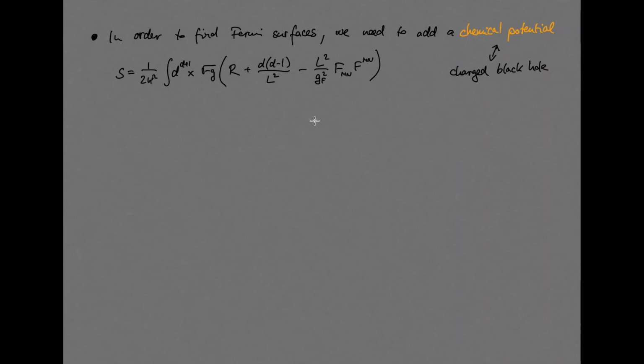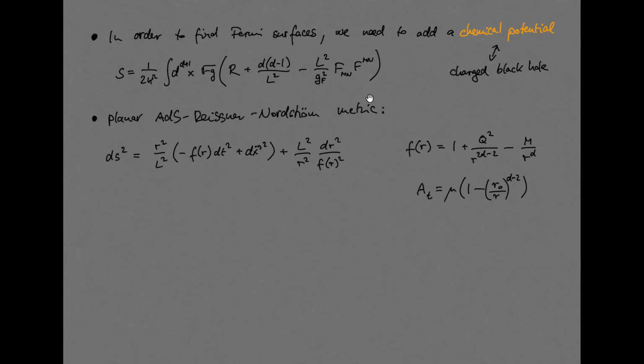So that's our assumed gravity action. You can compute the equations of motion, and they are solved by this planar AdS Reissner-Nordstrom geometry, which describes a planar charged black hole. So the form of the metric is the same as before. There is this f of r, the blackening factor, which is now a bit more complicated compared to the uncharged case. There is this extra term that scales differently with r, the radial direction.